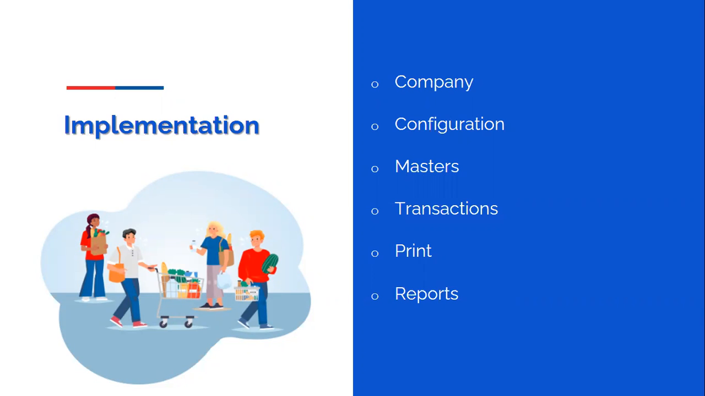After completion of the configuration, the third step is master creation. Master means item master, account master, etc. The next step is transaction entry. Transaction means purchase, sales entry, sales return, purchase return, DC. It all comes under the transaction. After that, printing. After completion of the transactions, we need to print the invoices from our side. So that is the printing option.